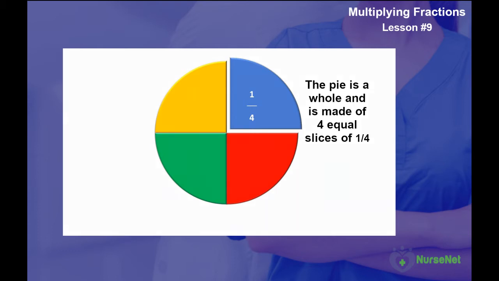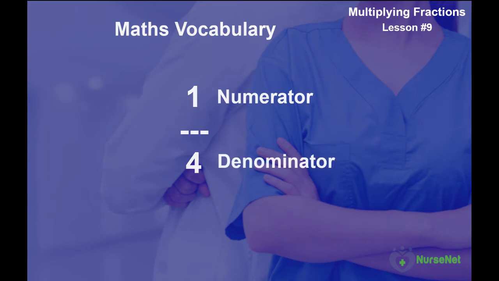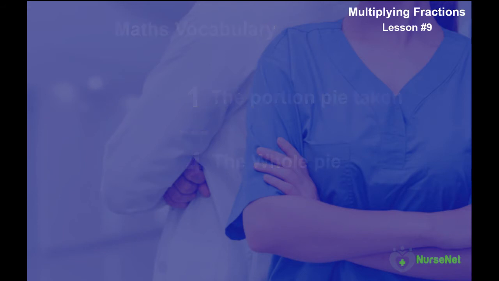1/4. So here's a bit of maths vocabulary for you. The top number in a fraction is called the numerator. The bottom number is called the denominator. Or put another way, in our example, the top number is the proportion of the pie that I'm taking. The bottom number, the denominator, is the whole pie.